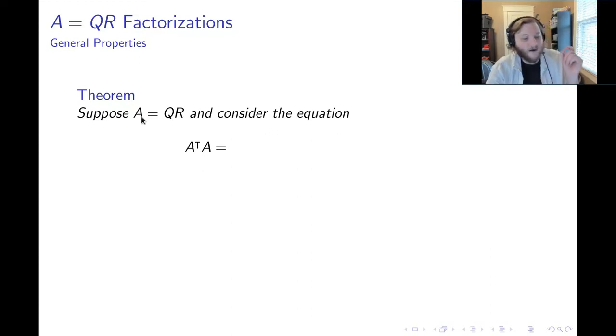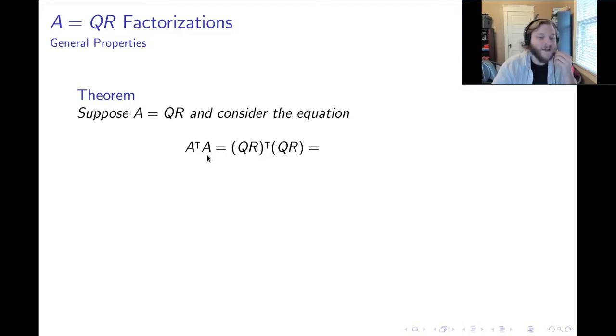Let's say that we have a QR factorization of a matrix A. Let's then look at the gramian of A. That's A transpose times A. Well, now we can substitute in Q times R for A in that equation. So now we're looking at (Q times R) transpose multiplied by Q times R. And remember that transposition is order reversing. So I can distribute the transpose sign here to obtain R transpose times Q transpose, and then I'm still multiplying by Q times R on the right here.